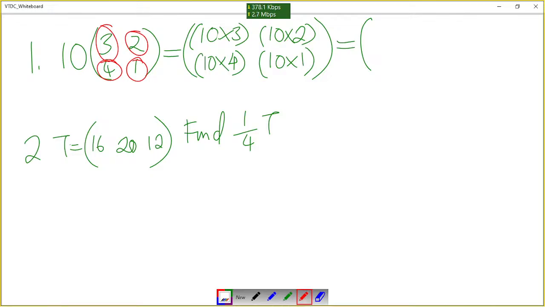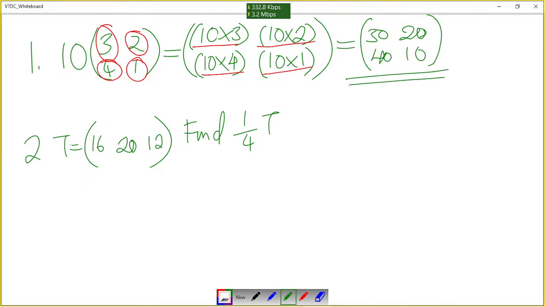Then you multiply this one first. 10 by 3 will give us 30. Then we come here, we multiply this one, 10 by 2 will give us 20. Then we come here, we say 10 by 4 will give us 40. Then we come here, we say 10 by 1 will give us 10. Now we close the matrix, and this is the final matrix we have gotten after multiplying matrix T by a scalar.